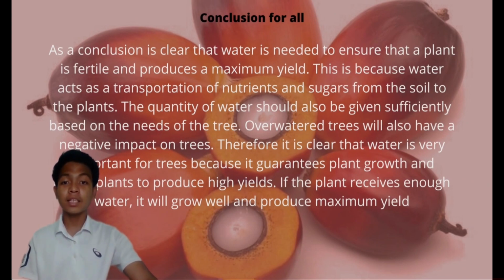And lastly, as a conclusion, it is clear that water is needed to ensure that the plant is fertile and produces a maximum yield. This is because water acts as a transporter of nutrients and sugar from the soil to the plant. The quantity of water should also be given sufficiently based on the need of the tree. Overwatered trees will also have a negative impact. Therefore, it is clear that water is very important for a tree because it guarantees plant growth and allows the plant to produce high yield. If the plant receives enough water, it will grow well and produce maximum yield.